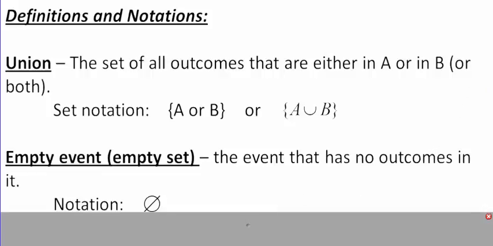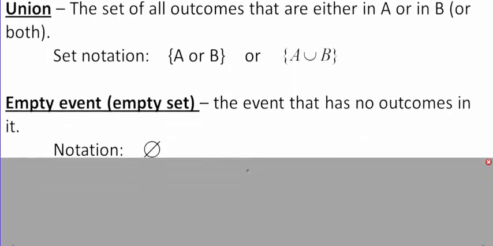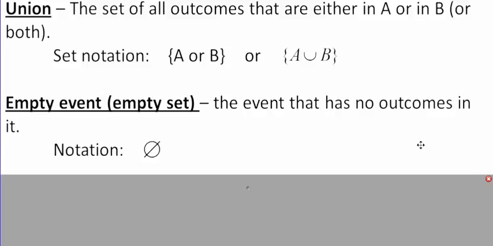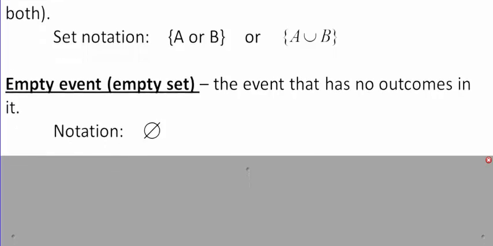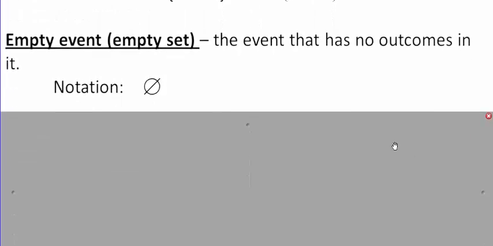The empty event or empty set. This is the event that has no outcomes in it at all. So there's nothing there. This is a common notation, the 0 with the line through it, to represent the empty set. We don't see that very often, but it is part of the probability in looking at unions and intersections and Venn diagrams and things like that. So we want to keep that in mind.